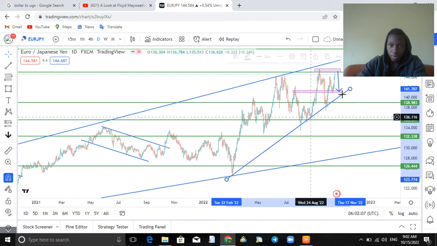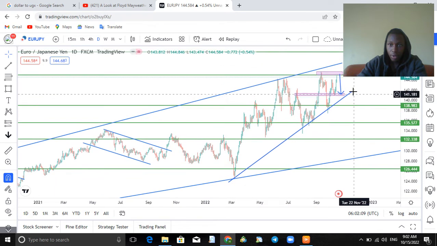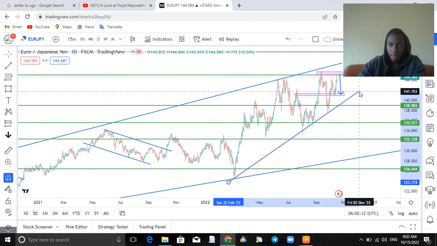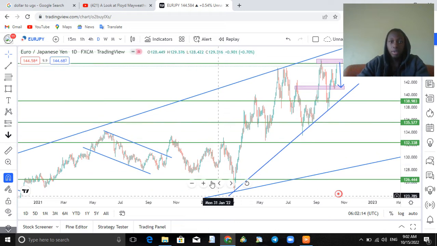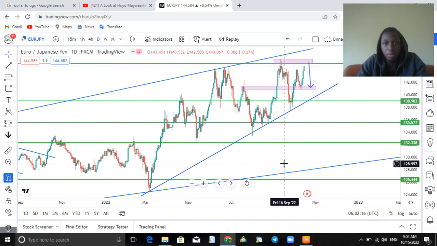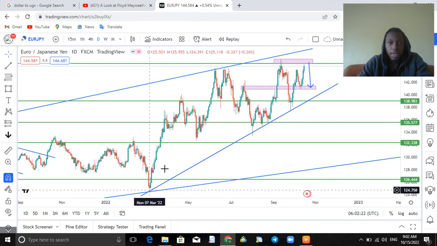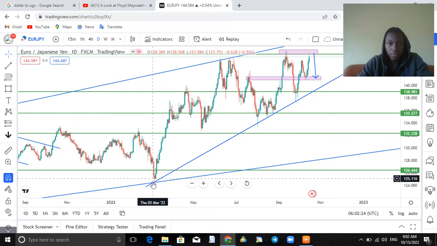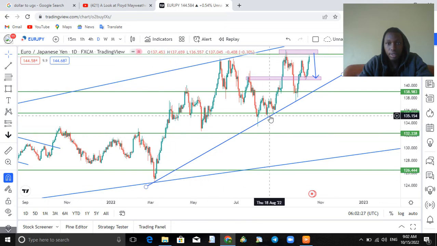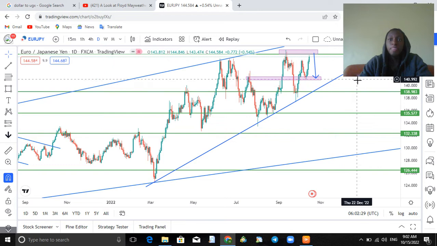Now when you connect this support trend line, you can clearly see that it can also determine our take profit as well, because we see that whenever the market approaches this support trend line, we see a lot of reversal. So this is the first time, second touch, third touch, fourth touch, fifth touch.